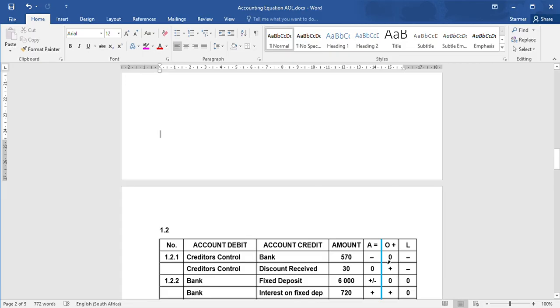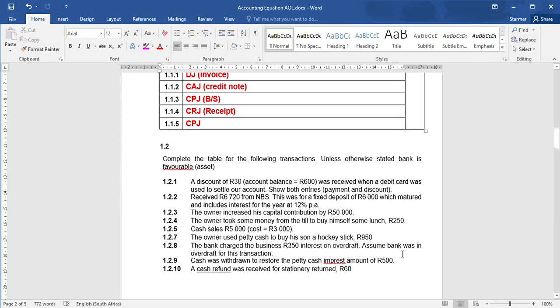So after every transaction you can check, does the left hand side of the blue line equal the right hand side of the blue line? Alright, let's have a look at the transactions. The first one. A discount of 30 Rand, account balance 600 Rand, was received when a debit card was used to settle our account. Show both entries, payments and discount.